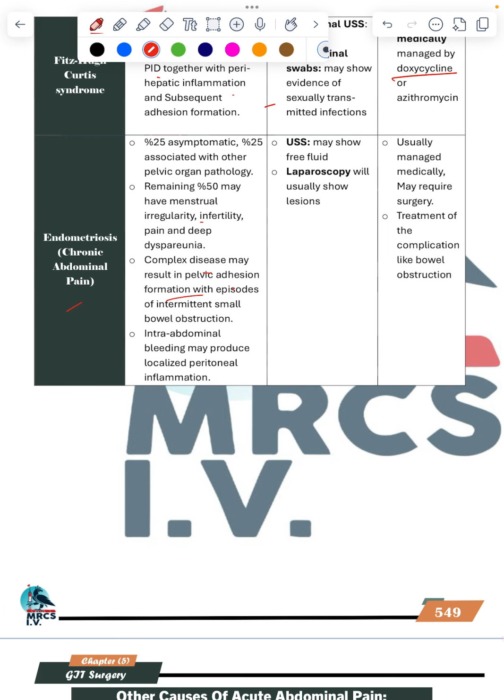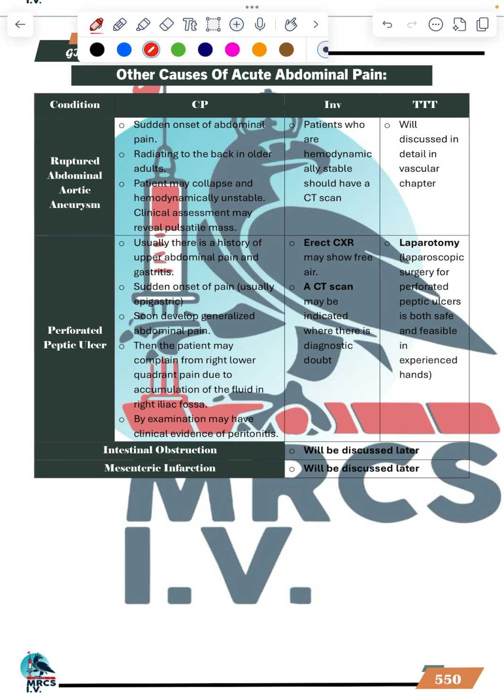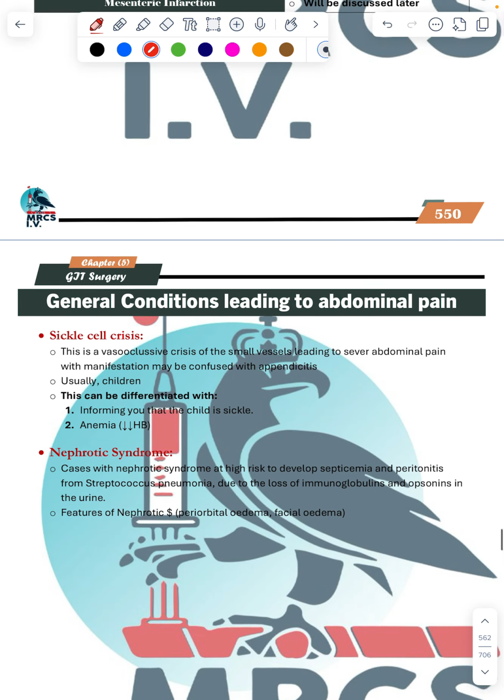Other causes of acute abdominal pain, the major ones, include ruptured aortic aneurysm, with sudden onset of pain radiating to the back; the patient may collapse and be hemodynamically unstable. Investigate according to the clinical picture; if patients are stable, CT scan is to be done. Perforated peptic ulcer usually has a history of upper abdominal pain, then sudden onset of generalized abdominal pain, and patients may complain of right lower quadrant pain. On examination there is peritonitis; erect chest X-ray may show gas under the diaphragm, CT scan is diagnostic, and laparoscopy or laparotomy has to be done. Intestinal obstruction will be discussed later.